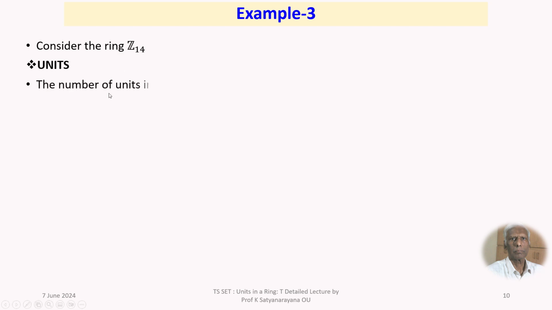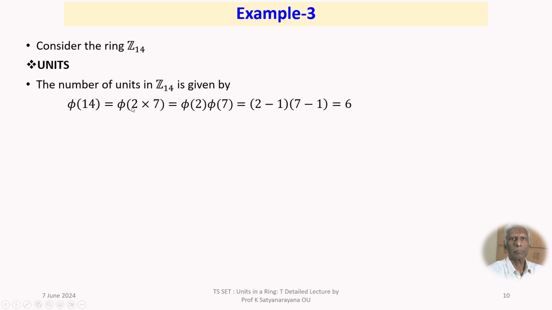So we move on to example 3. This is an illustration. Consider Z14, right? So how many units are there? The number of units in Z14 is given by phi of 14. What is phi of 2 into 7?